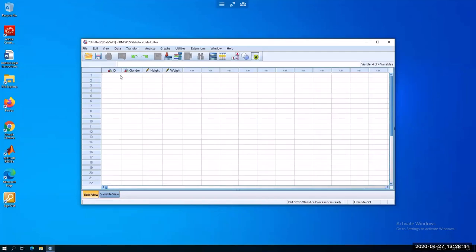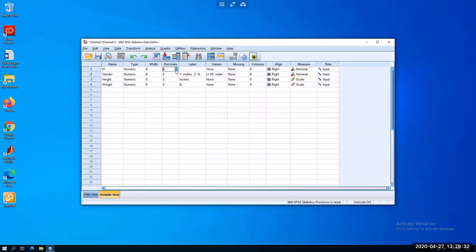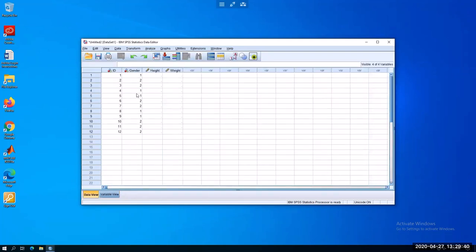ID, gender, okay, for ID, those are 1, 2, 3, 4, 5, and so on. We have 12, so let's do that. And gender, we have ones and twos. But since my ID doesn't need any decimal places and my gender doesn't need any decimal places, I can change it here to zero and here to zero. So the data view now looks different.